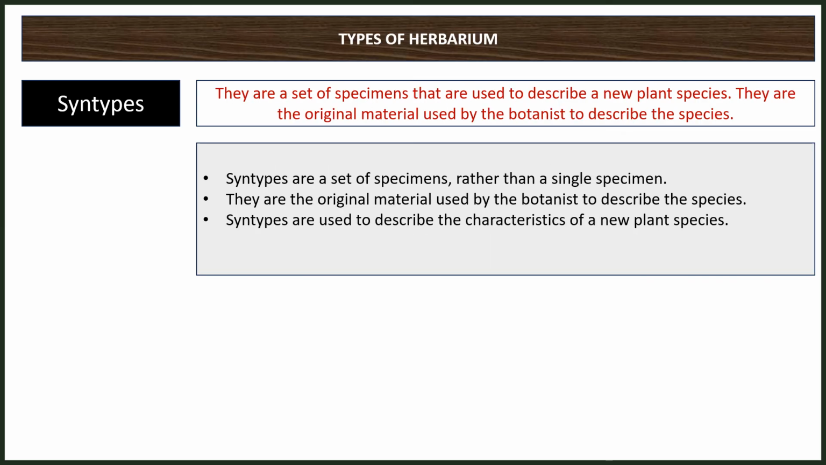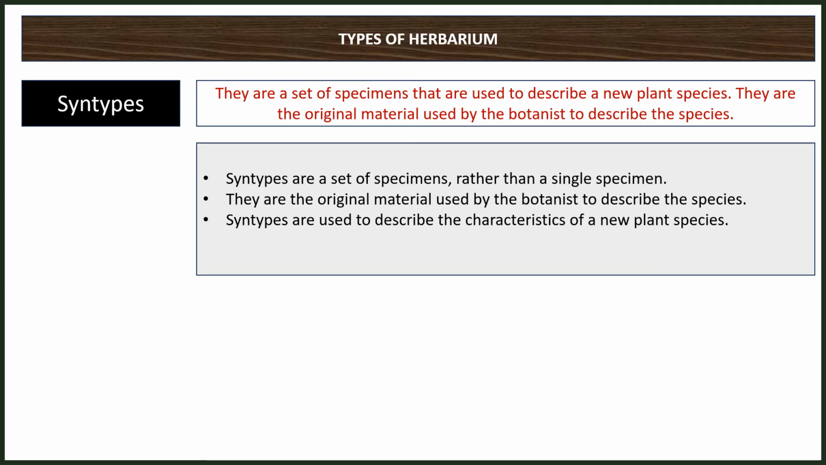Okay, syntype. So when we say syntypes, they are types. They are a set of specimens. When I say holotype, it is a single specimen. When I say isotype, it is a single specimen. When I say syntype, they are a set of specimens that are used to describe a new plant species, and they are the original material used by the botanists to describe the species. So it's not necessary that you will be collecting only two duplicates or single duplicates. They will be collecting a set of specimens. So that is the syntypes.